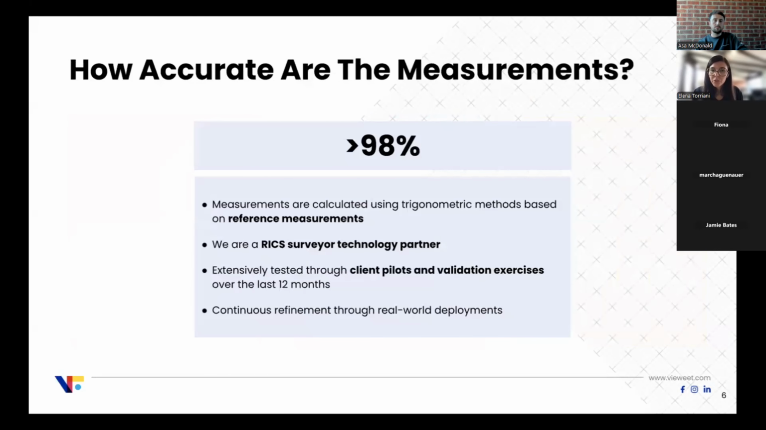Accuracy is naturally one of the first questions we're asked. Measurements are calculated using trigonometric methods based on reference measurements. We are also a RICS surveyor technology partner, and over the past 12 months, we have extensively tested our technology with client pilots and validation exercises. With our deployments, we continue to improve the accuracy through real-world examples, and we have now reached over 98% accuracy on all the use cases that we have validated.